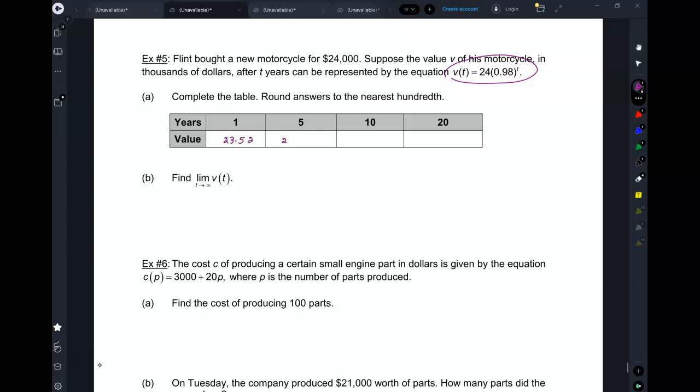So we looked at the problem. We established that it's exponential. We established that it's decaying. And now with that piece of information, we can reason out whether the answers we're getting here make sense. If the numbers are going down, then yes, my answers are reasonable and they make sense, right?